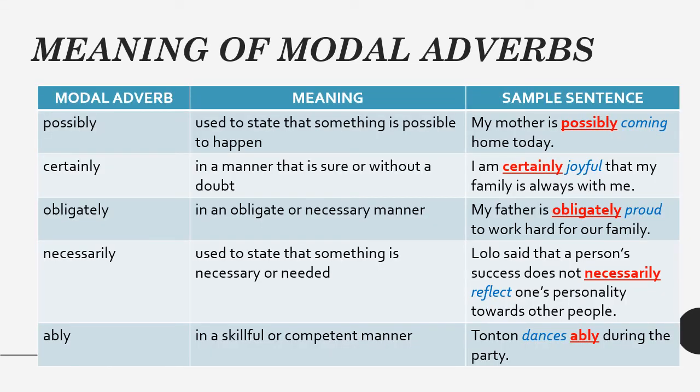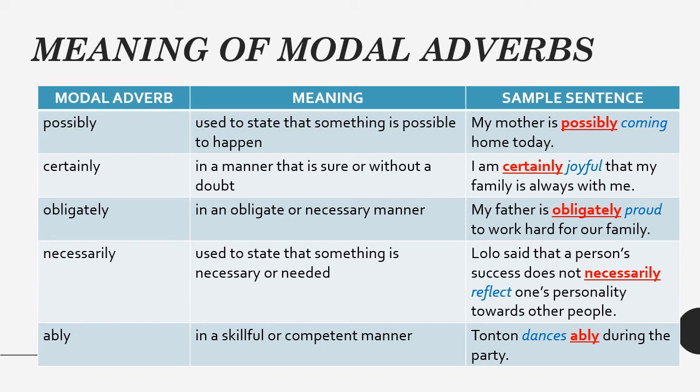Like our modal nouns, our modal adverbs also have their own meanings, and that is what we are going to try to find out. So in this slide and in the next slide, we will look at the meanings of the different modal adverbs and read their sample sentences. First modal adverb we have is possibly, meaning used to state that something is possible to happen. It has a chance of happening. For example, my mother is possibly coming home today.